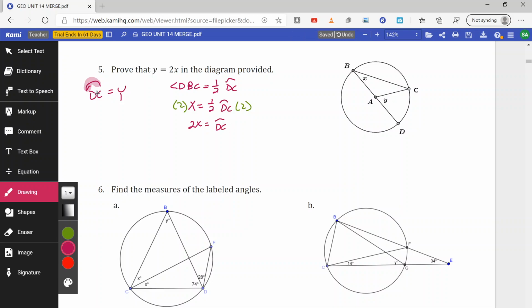So if I take a look at it, arc DC equals y and 2x equals arc DC. Because we have the same thing, we can substitute 2x in for arc DC. So we can now say 2x equals y. Again, because both y and 2x are equal to arc DC, I can set them equal to each other. Therefore, 2x equals y.